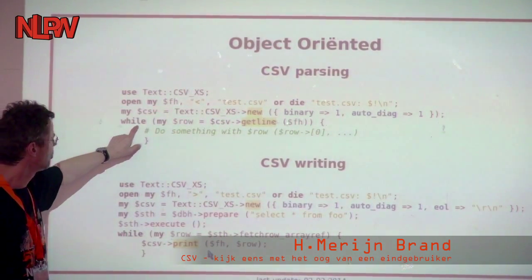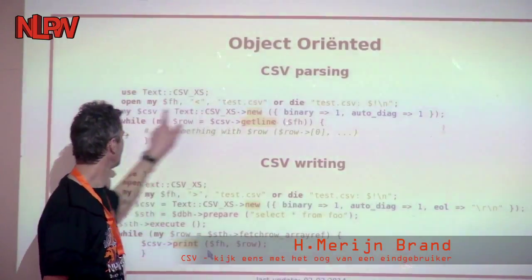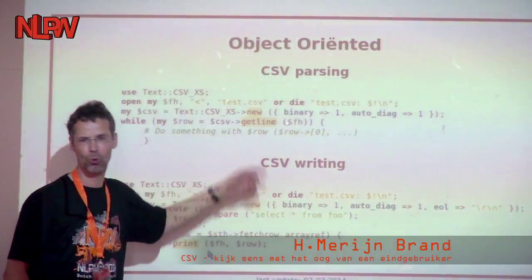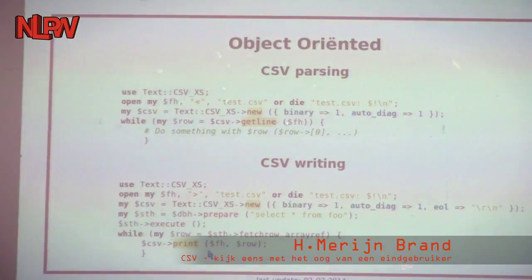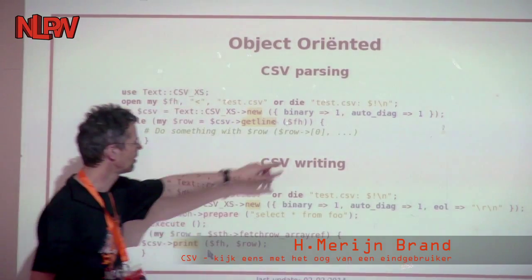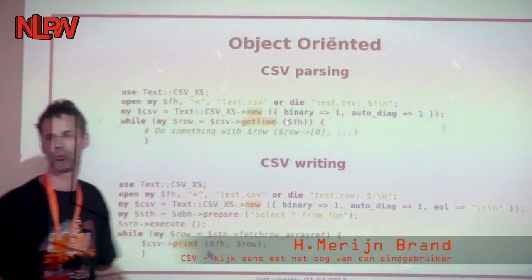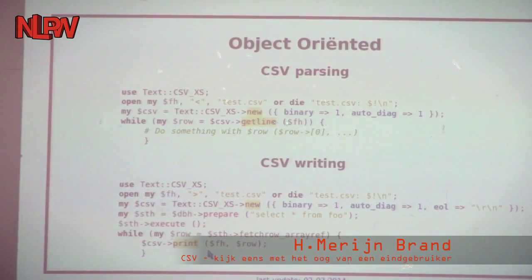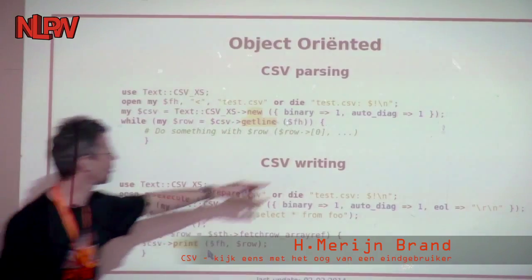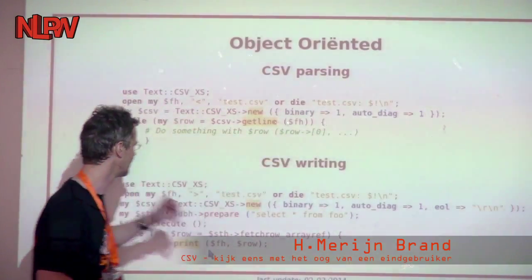Then you do a while loop, and you get a line from the file handle you just opened, and you get a row with the fields. Most of the time, this will work. If it doesn't, this auto_diag will show you an error with an incorrect quote, or an incorrect character, or you forgot this or that. And you add another attribute here to fix that.